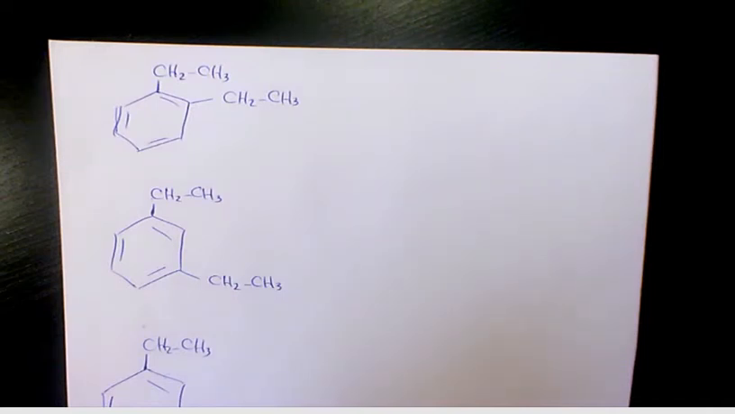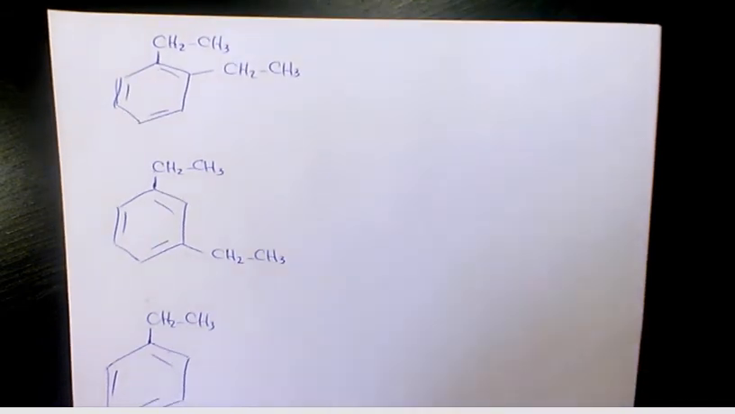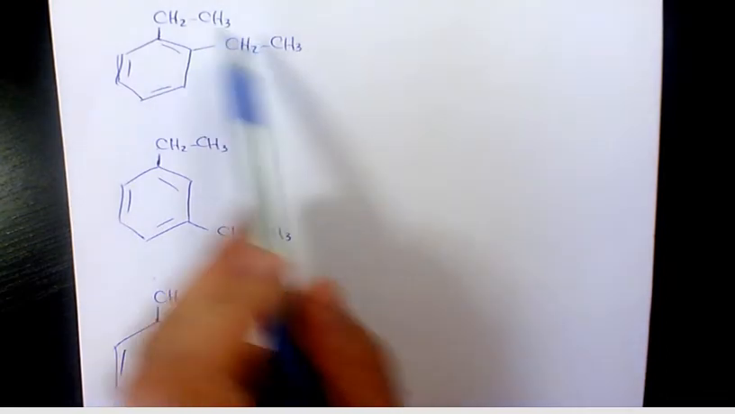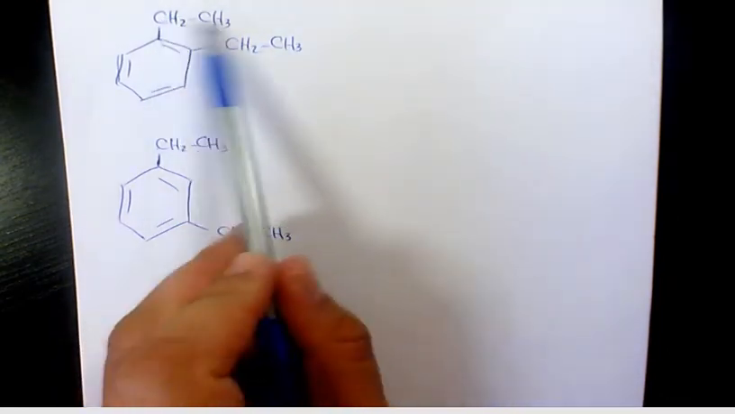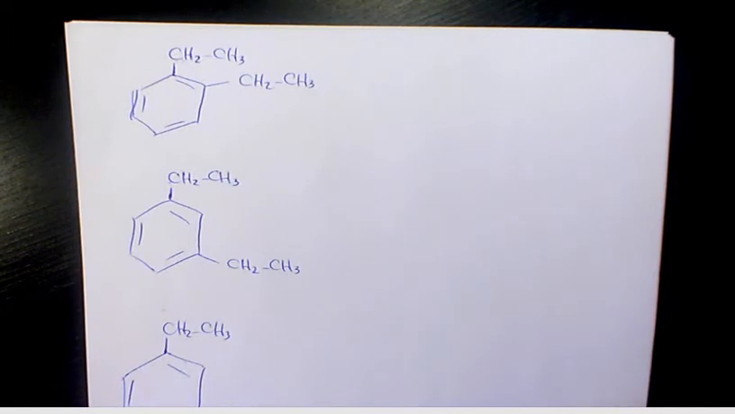Welcome to another video. In this video I want to name 3 different organic compounds that are very similar to each other. All of them are aromatic compounds because they have a benzene ring, and all of them have 2 ethyl groups connected to them. So you see this is the ethyl group, ethyl group, ethyl group, ethyl group, and here we have 2 ethyl groups. As you see here, the only difference is the location of these ethyl groups.